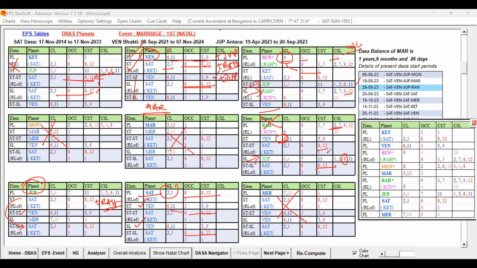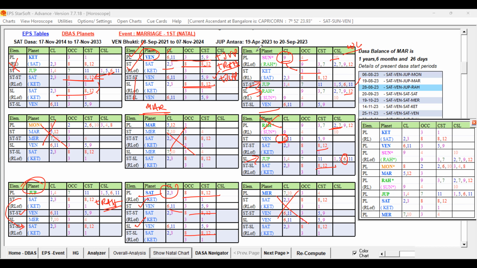Next comes the Sun. Sun is also okay, but the source is not so good. And the effect also, it is not a very strong significator. Because of that only, otherwise 2A level and sub level are favorable, right? And as I explained about Rahu also.